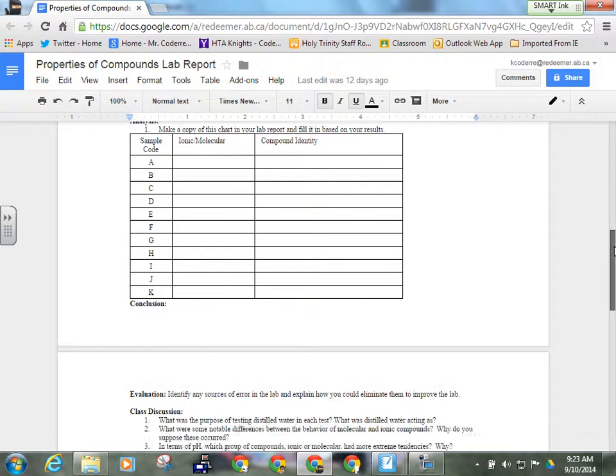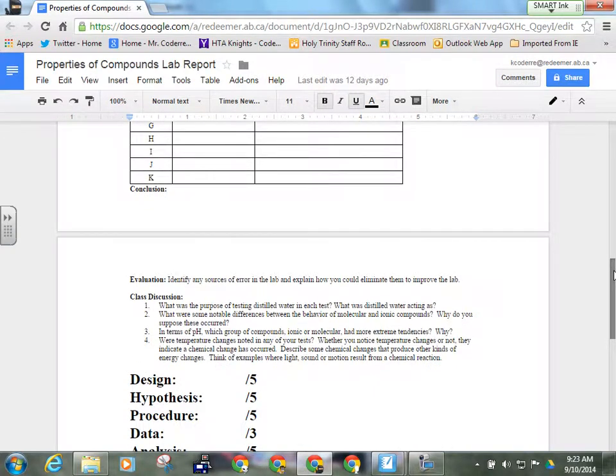Then you'll have your conclusion, where you'll say, here's my hypothesis, and based on my data and my analysis, I can conclude that these things happened and occurred in the lab, so I can accept my hypothesis or I reject my hypothesis, whichever. Then you'll have your evaluation, where you'll identify your sources of error, usually 3. Anything that gave you trouble, made the lab difficult, whatever was a stumbling block for you, and list a way to improve it. And then the class discussion stuff, you don't have to write anything for those. They're things that we'll talk about when I hand back the lab, and you'll probably want to write a few things down in your notes about those class discussion ones when we go over it.